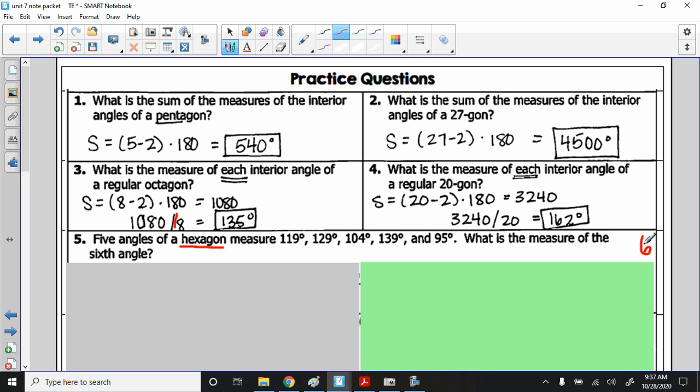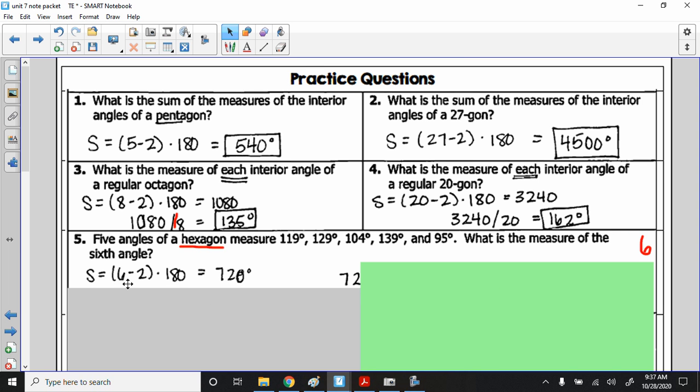So I can say 6 minus 2 times 180 if you don't have it memorized. You don't have to memorize the interior sum of any of them, because you can just say number of sides minus 2 times 180. So I did that, and I got 720.